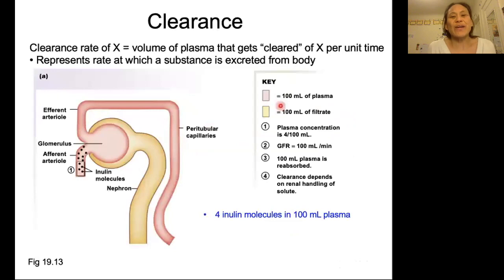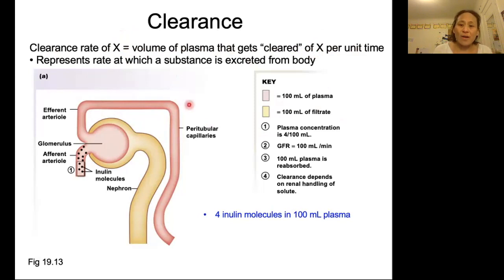One way in which urine can help us tell us about what happened in the kidneys is it helps us to figure out clearance, okay? So the clearance rate of a particular solute, X, is the volume of plasma that gets quote unquote cleared of that solute X per unit time, okay? So that might not make sense to you right now, but we're gonna go over it over the next few slides. Basically, it's a representation of the rate at which we are excreting a particular substance from the body, okay?